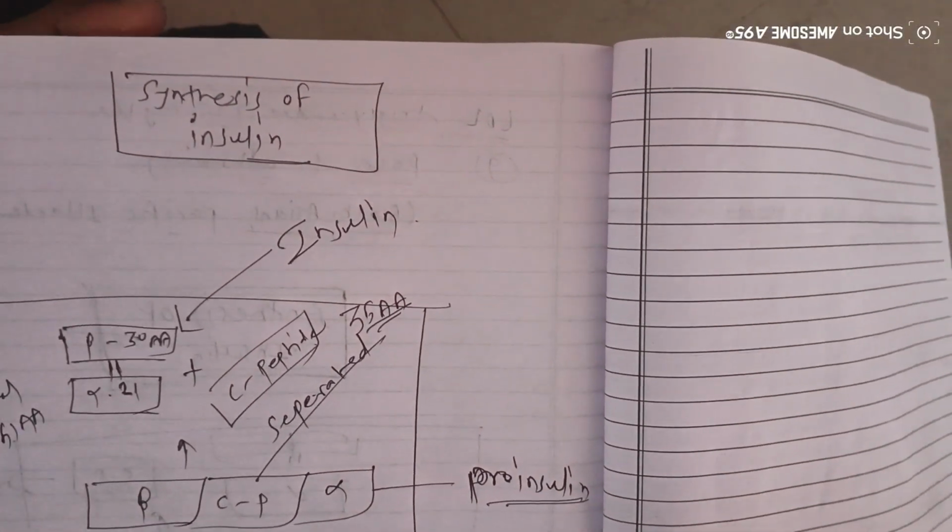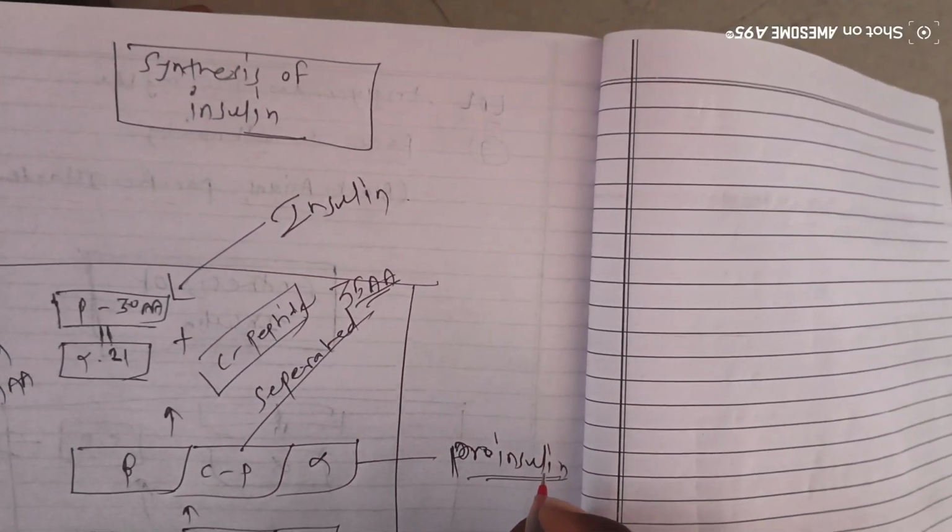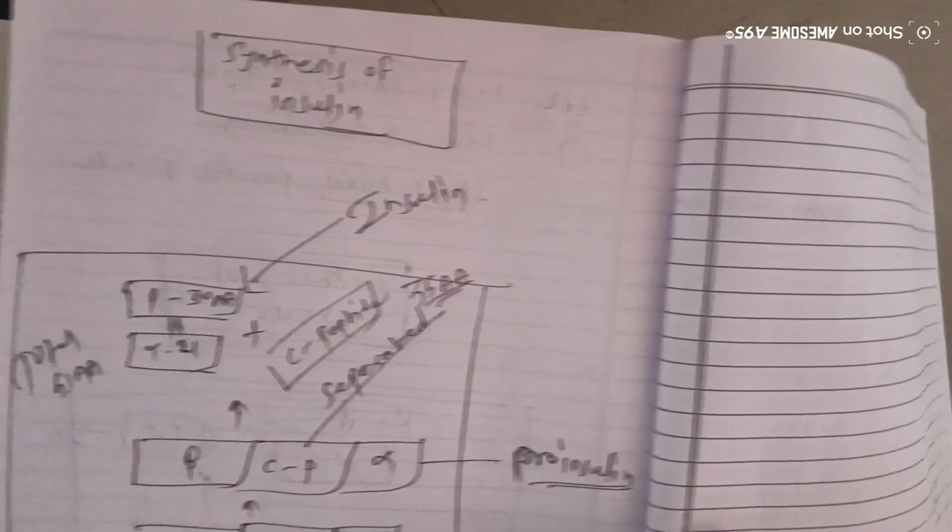Today's topic is synthesis of insulin. How insulin is synthesized in the beta cell of pancreas. Let's look at that one.